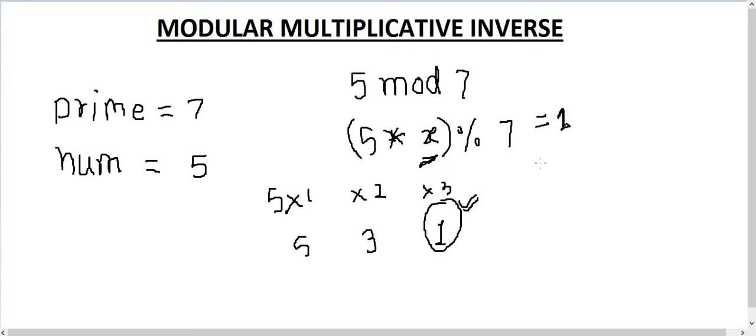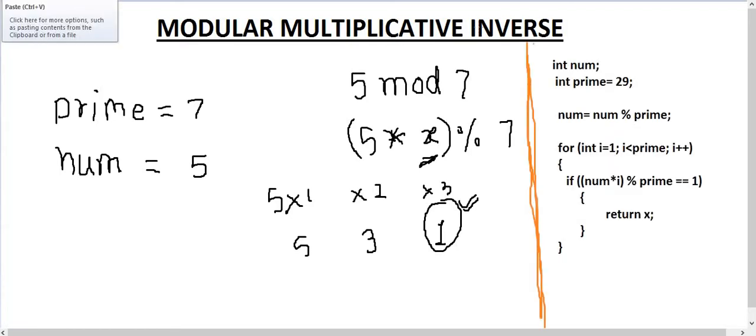Whenever we have big numbers, let's say 1,000,000,007, which is used for mods in many problems, it is not feasible to iterate through a loop to get this value. So let me quickly show the code. This is the code for the iterative version. Let's say we take a prime number 29 and need to find the modular multiplicative inverse for a particular number.